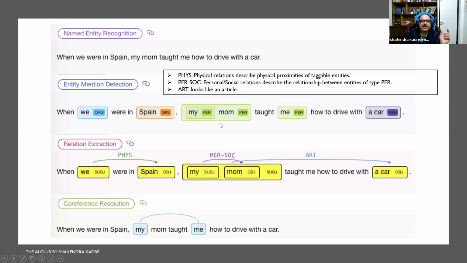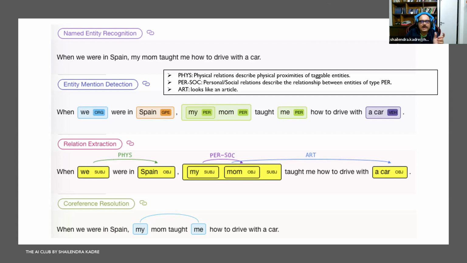Once we have found this NER, then we do relationship extraction. So "we" is physically related with Spain. When we were in Spain, that is physical proximity. Read the definition of PHYS again: a physical relationship describes physical proximity. So it describes the proximity between "we" and Spain. That is one relationship.